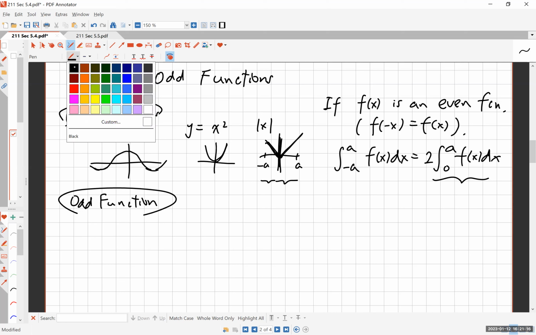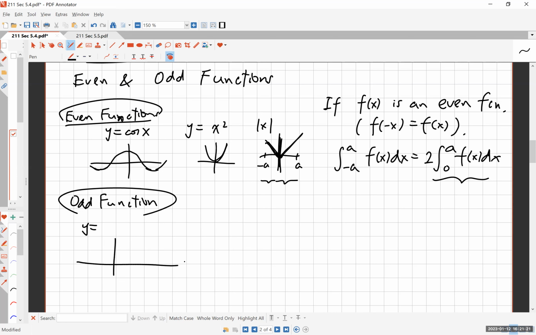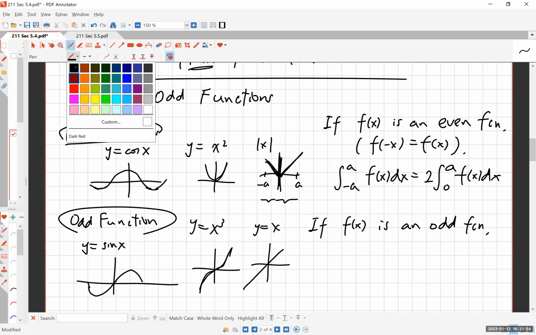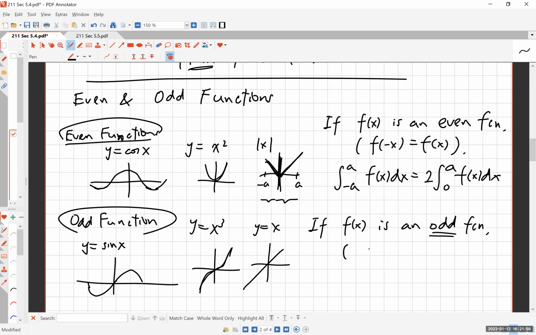Okay, give me several examples of odd functions. Well, since we had cosine, the sine function will do, right? How about x cubed? And in fact, how about x? All these are odd functions. If f of x is an odd function, the word odd is sort of strange when it refers to a person, right? If you say, "Oh, that person is odd," that means the person is weird. But here, odd means something very specific. That is, f of negative x is not f of x, but negative f of x. So the symmetry is that if you pick negative x, the value is the negative of f of x.